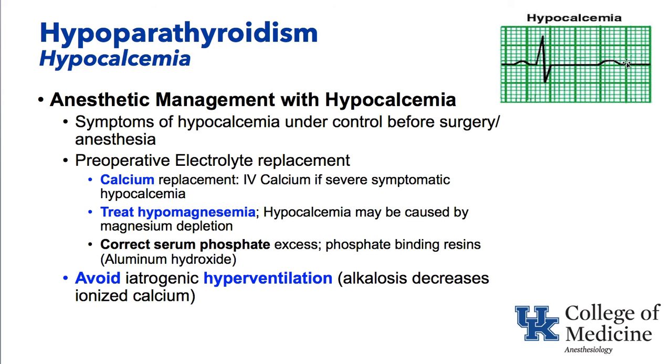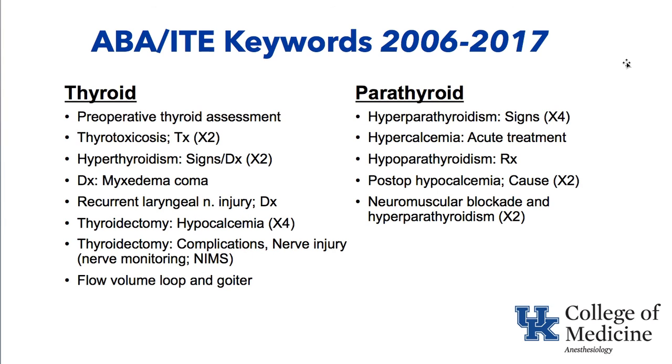Avoid iatrogenic hyperventilation. As mentioned, if you hyperventilate a patient, you cause respiratory alkalosis, and alkalosis decreases ionized calcium. So if their calcium's already low and you hyperventilate them, you're going to make it lower and cause more problems. This ends our discussion of thyroid and parathyroid problems.